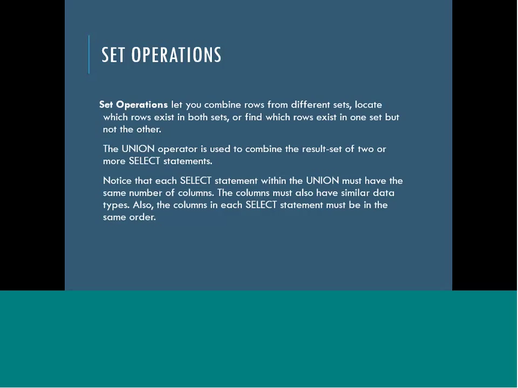If you remember your sets, there are two main types of operation: one is union and one is intersection. Union is combining or uniting the different data sets, and intersection is finding where they intersect, as in what is common between the two.